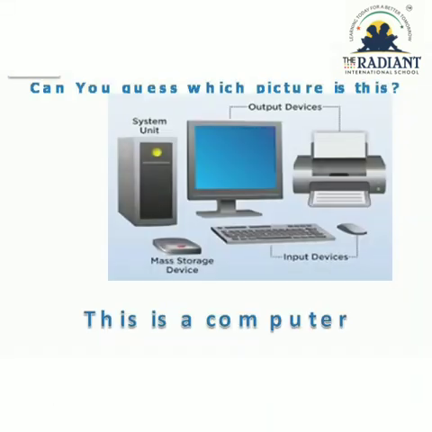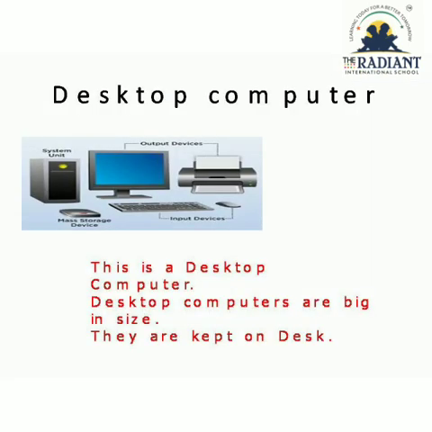Now start. Can you guess which picture is this? Yes, this is a computer. This is a desktop computer. See here the parts of computer also. System unit, mass storage device, a keyboard, a mouse. Keyboard and mouse are the input devices. Look at the monitor. Look at the printer. They are output devices.